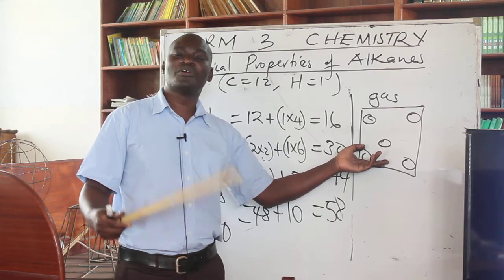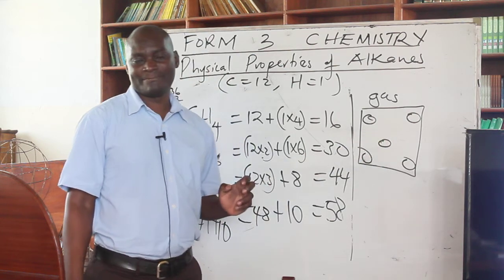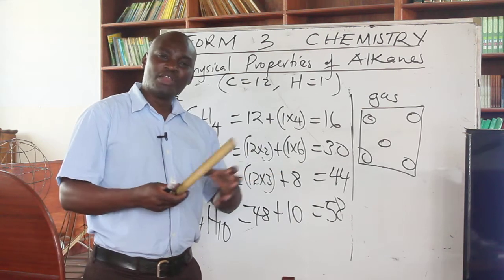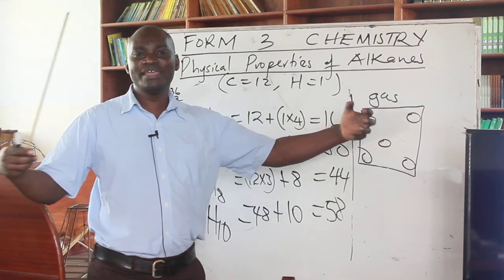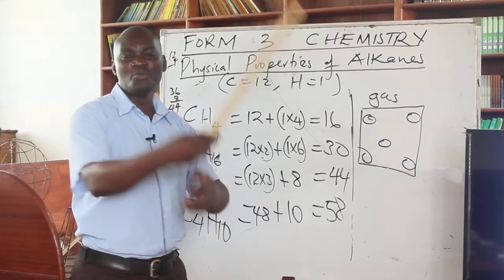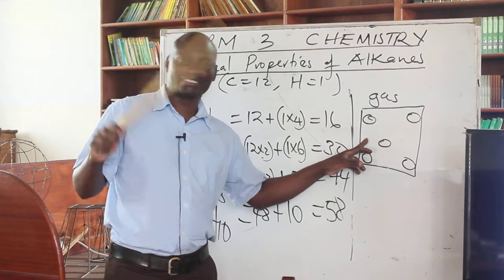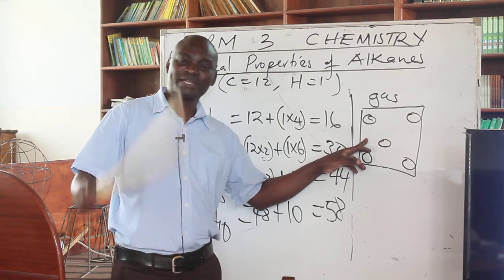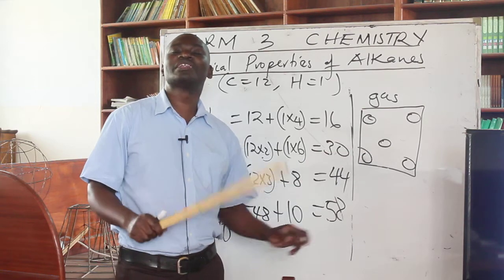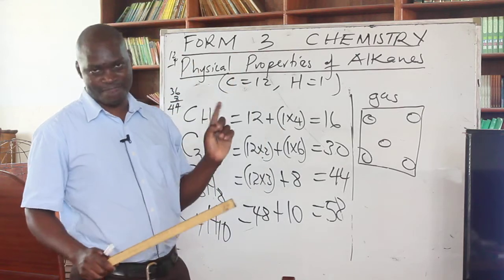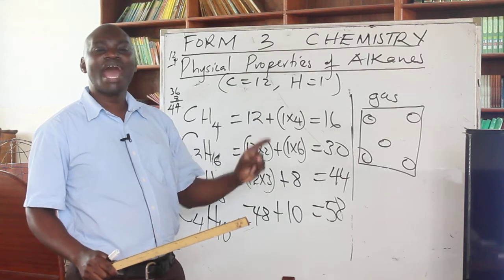If the intermolecular forces of attraction are weaker, then the particles will be far apart. They are free to move, just like we have seen in gases in Form 1. Gases have particles which are free to move and they are far apart. Reason: the intermolecular forces are very, very weak. That is what happens in methane, ethane, propane, and butane.